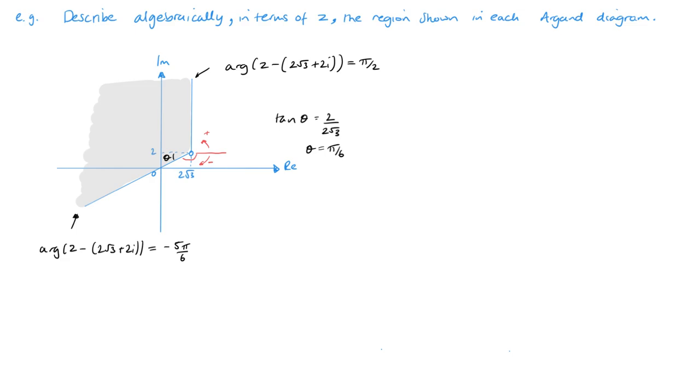Okay, so there I have both of my values. Now it's just left to put them together. So we've got arg(z − 2√3 − 2i). Now the bottom value is going to be this π/2, and then this will be the top value, won't it?